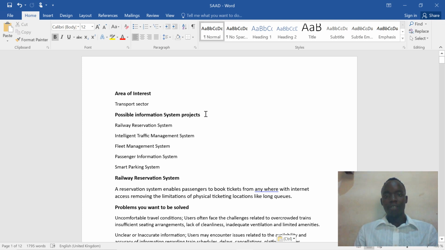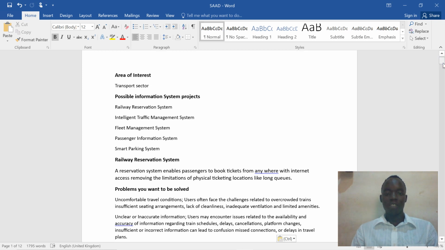A railway in Uganda is under construction, from Kampala, Mukono, Jinja to Tororo, and also up to Kenya. Meaning, if the railway is repaired very well, I think the system can work also. The possible information systems are there. I also chose this system to enable passengers to book tickets from anywhere.